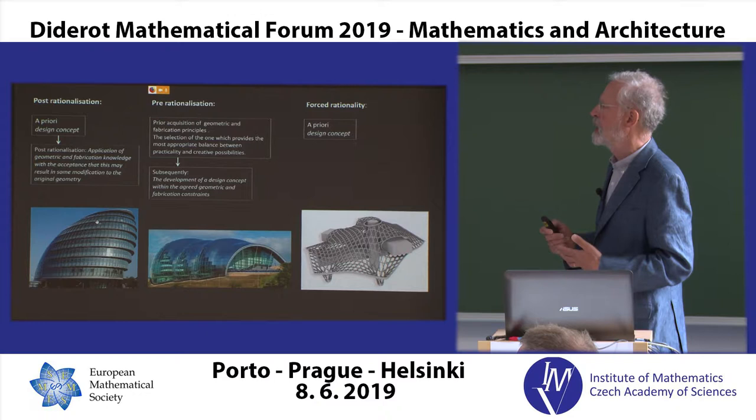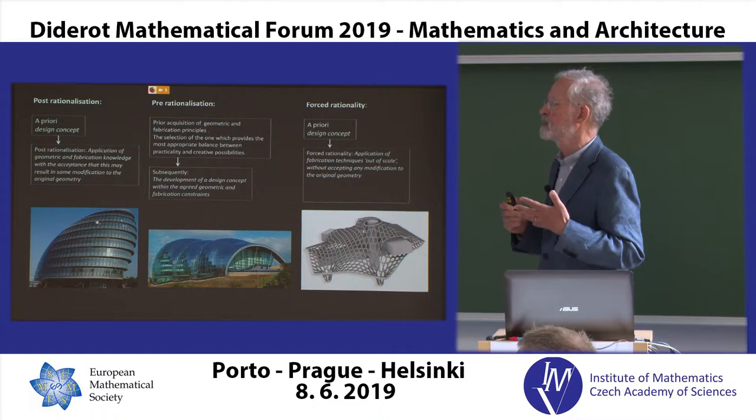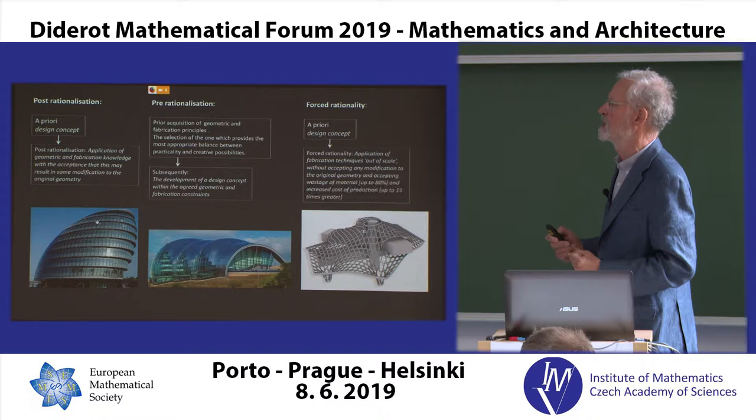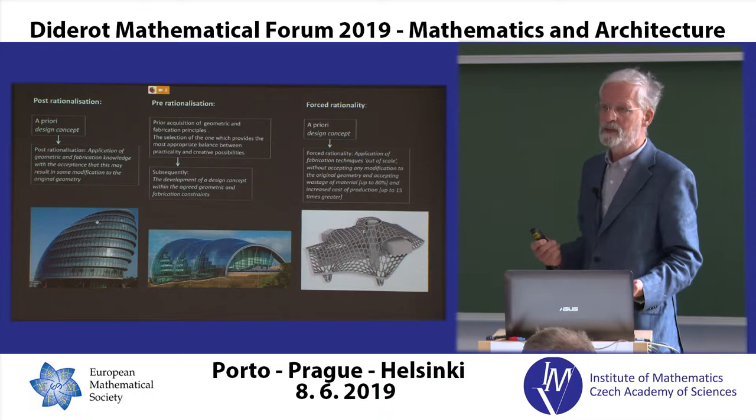So we have an a priori design concept, and instead of saying, okay, we'll adapt that design concept to the manufacturing constraints, no, we're actually forcing it. We're forcing it to do something which is essentially out of scale, and we're not accepting any modification to the original geometry. In the case of the Centre Pompidou, some of the beams, the wastage was 80% of the material milled away, and those beams were 15 times more expensive than a regular glulam beam.